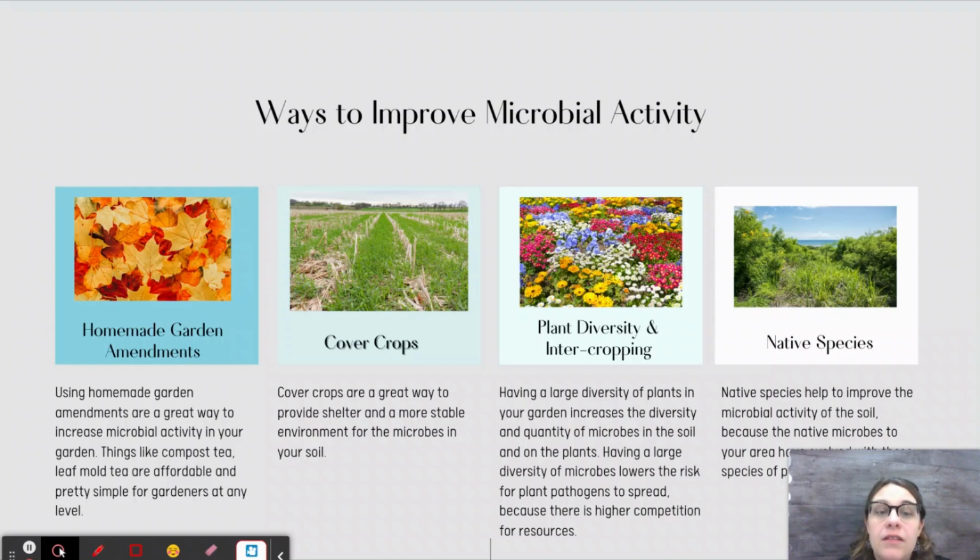And last but not least, native species. Native species are plants that have been established in your environment for long periods of time. They were not imported. Most of the things we grow are not native to the area we live. So adding more species that are native, which have evolved with the microorganisms in our environment, will only increase the health of our soil and the microorganisms and the plants around us to kind of have this one big happy area.